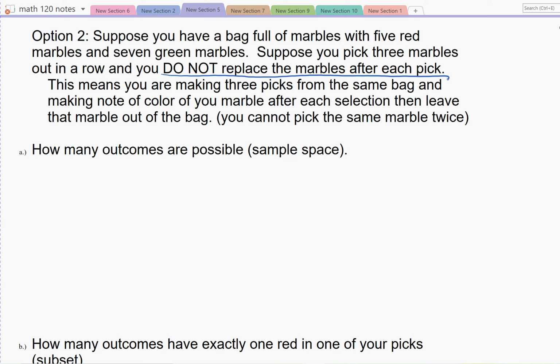So I can only pick 1 marble. Right? I can't pick it twice. I can't pick the same marble more than once. Right, so same questions. How many possible outcomes are there?